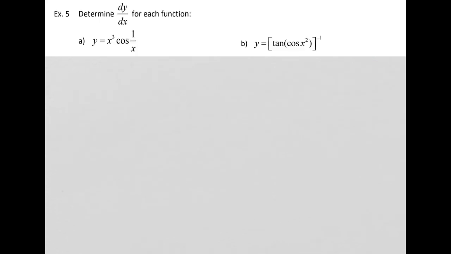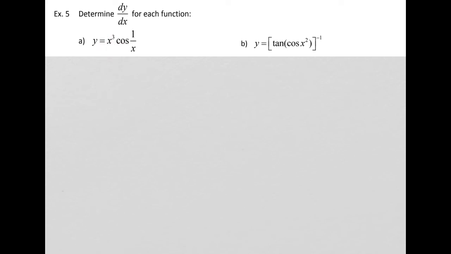For example number 5, the trigonometry function becomes a little bit more complicated because either they are being combined with other functions or there are more trigs being composed together. So let's look at part A. If you see this, actually there are two functions being multiplied together. So that's our u, that's our v.